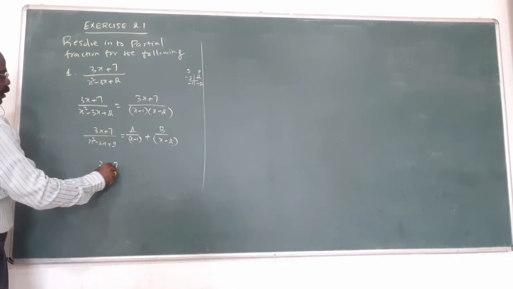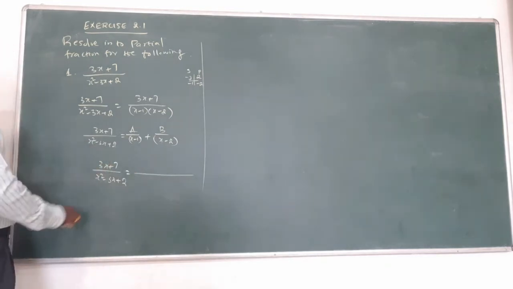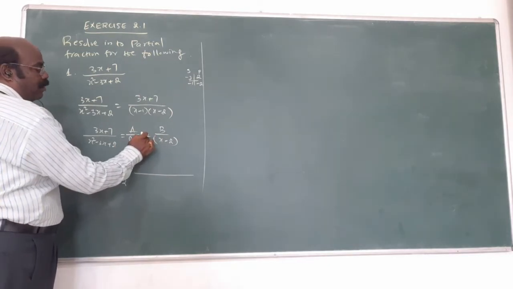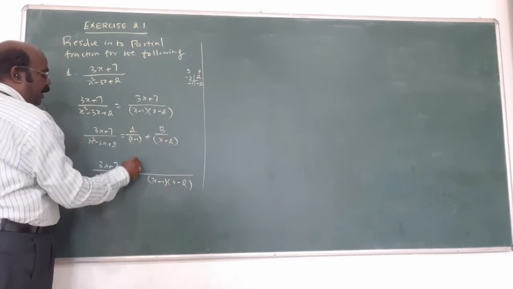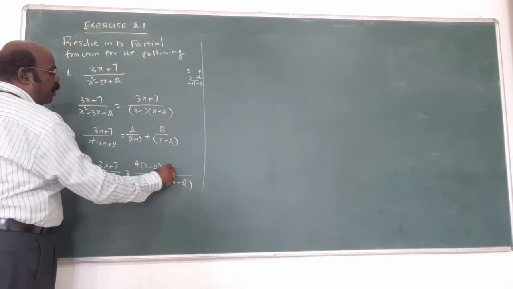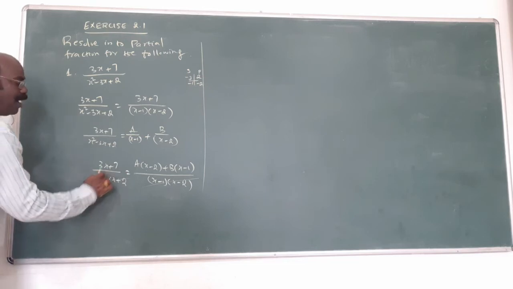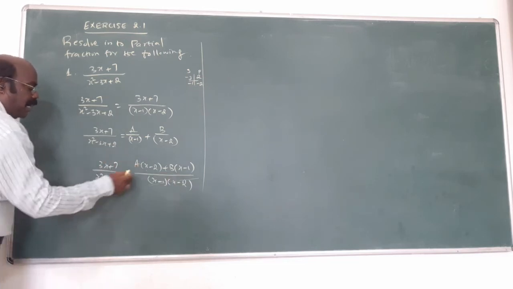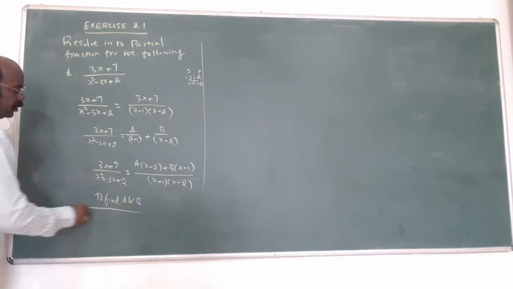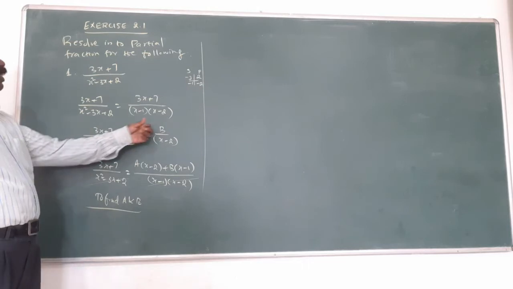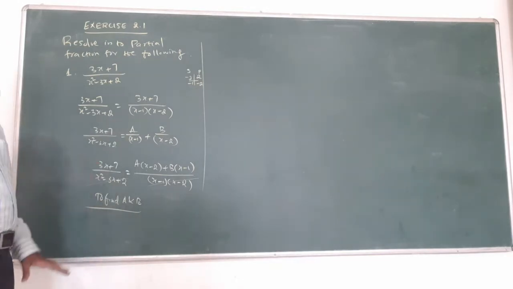Again, (3x+7) by x²-3x+2 equals A/(x-1) + B/(x-2). Then LCM. What is the LCM? The product of these two terms is the LCM. Am I right? Cross multiply: A(x-2) + B(x-1). Now the denominator will be cancelled, because we wanted the product of two linear factors. Now to find A and B, and after finding A and B, substitute them again to get the answer. That is the answer. Now only this is A and B here, no? Therefore, what is the method to find A and B?